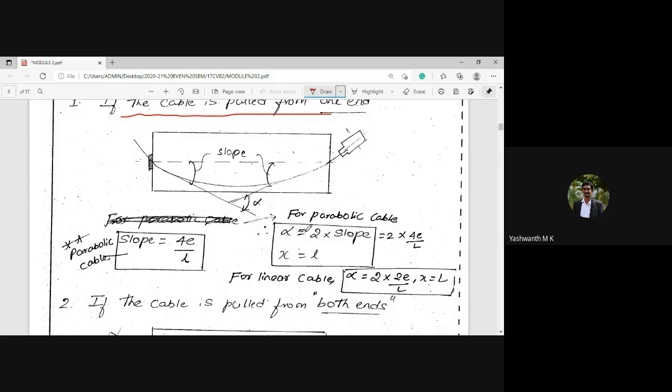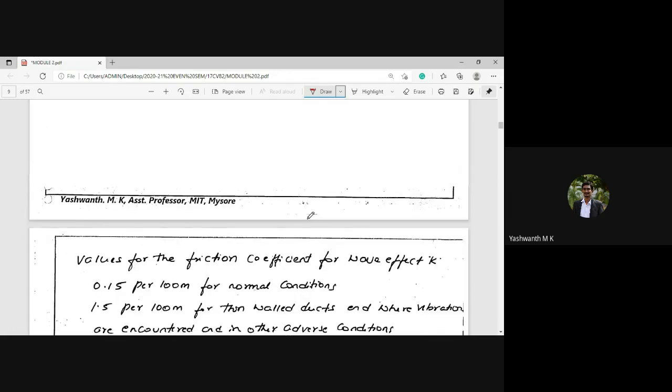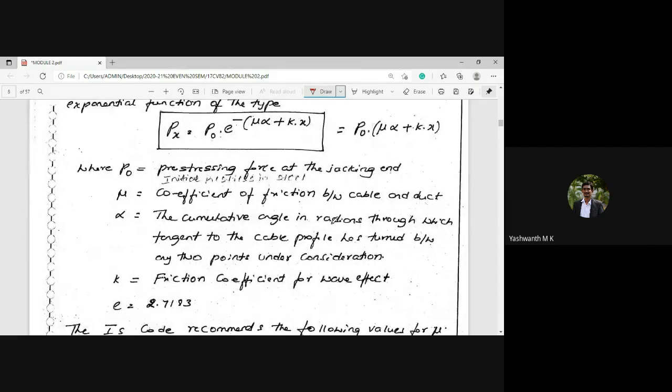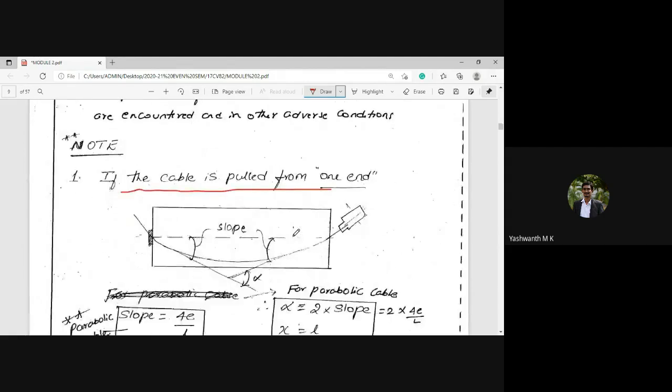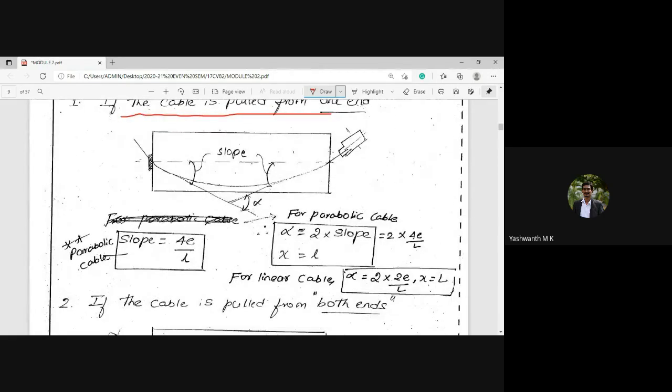Now for this particular case, if it is pulled from one end, for a parabolic cable, alpha is equal to, we know what alpha is. I have already explained: the cumulative angle in radians through which the tangent to the cable profile has turned. You can see I have drawn the tangent to this cable profile, and where it meets at the point of intersection, that angle is called alpha. So alpha is equal to twice the slope, that is 2 into 4e by L for a parabolic cable, and x is equal to L.